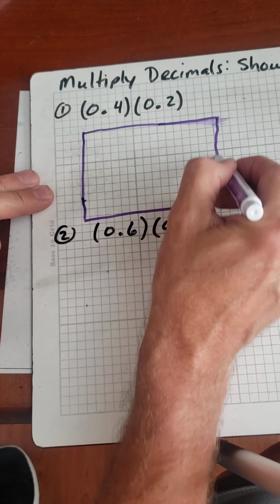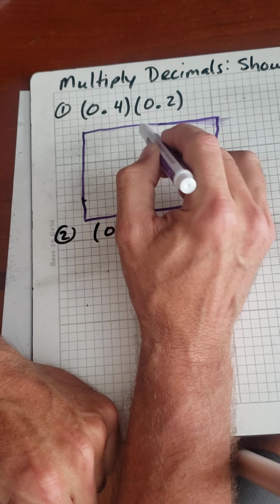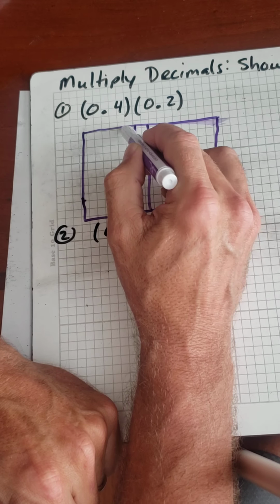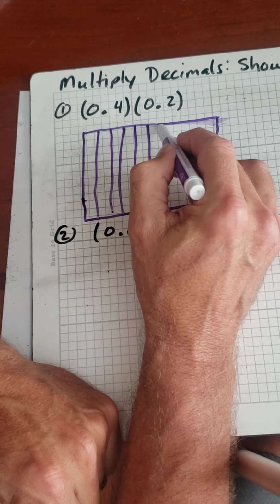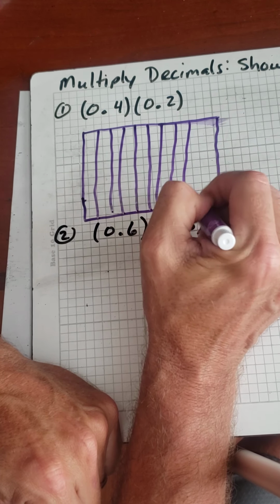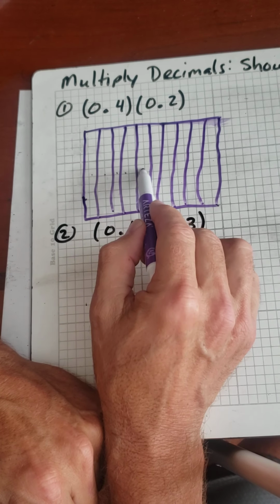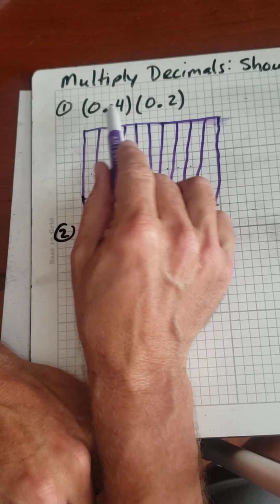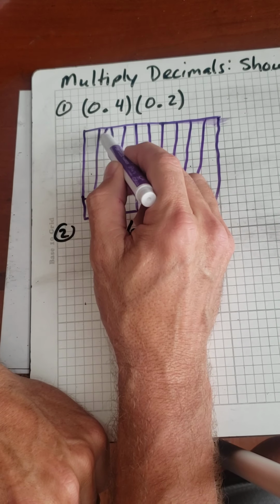Went long down there at the bottom, but that's all right. So I've got... okay, and the reason I'm breaking it up into tenths is because that's what I have here, right? I have tenths. So 1, 2, 3, 4, 5, 6, 7, 8. So I've got tenths here, and I'm going to go ahead and color in 4 of them. All right, so here's my 4.